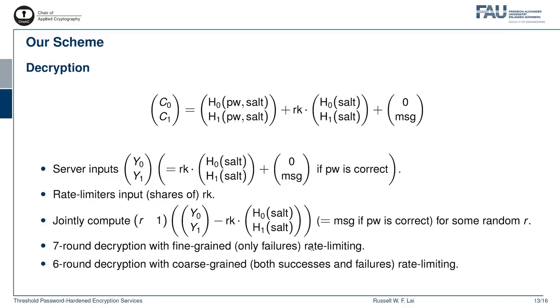In the paper, we present 2 variants of the decryption protocol. The first variant is with 7 rounds, and it achieves fine-grained rate limiting, which means that it rate limits only failed decryption attempts. There is another variant with 6 rounds, which achieves coarse-grained rate limiting, namely that it rate limits both successes and failures. We think that the 6-round variant is more practical because it offers sufficient security and is more efficient.